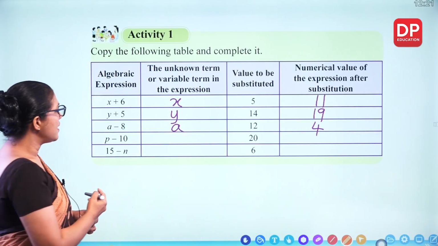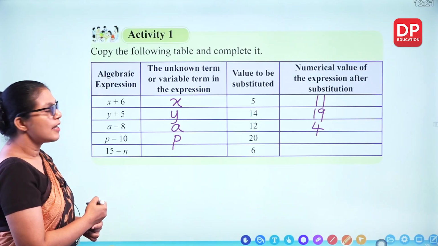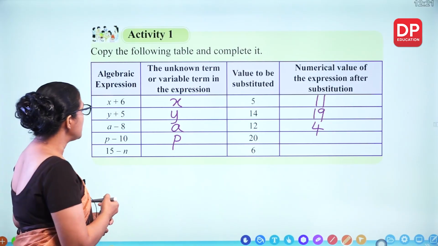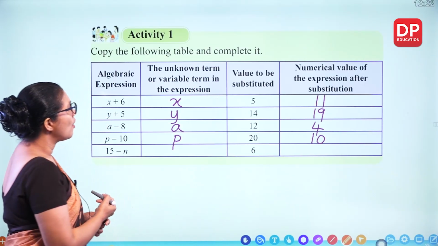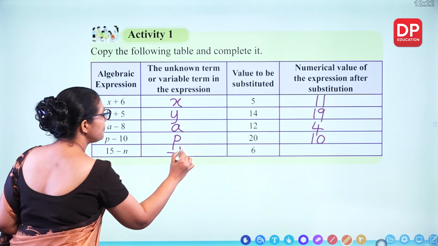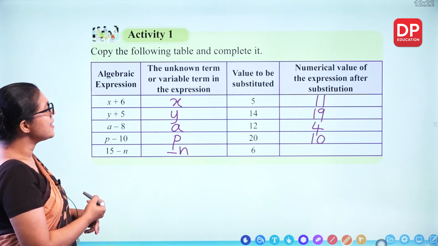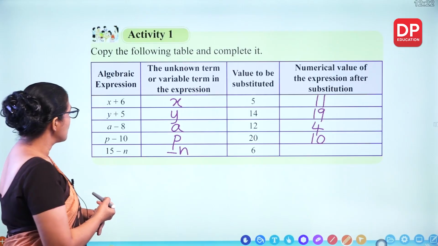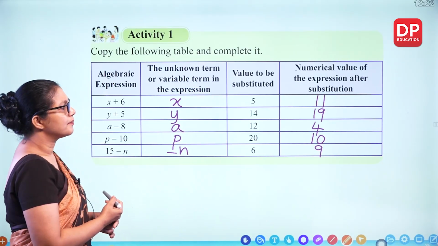P is the unknown term. P minus 10, P is 20. 20 minus 10, that's 10. Now what's the unknown term? Minus n is the unknown term. So 15 minus 6. So 15 minus 6, you get 9.